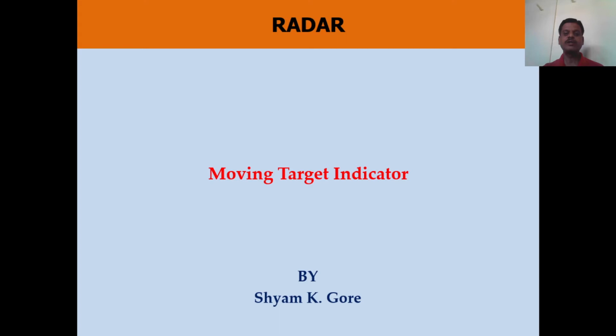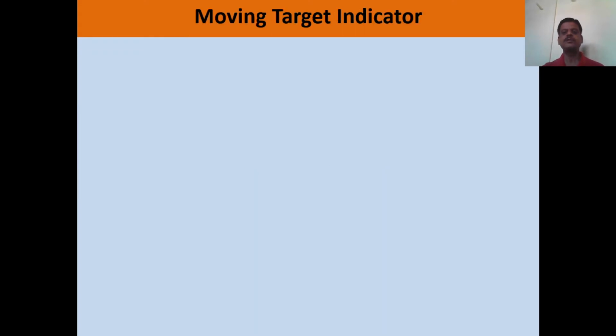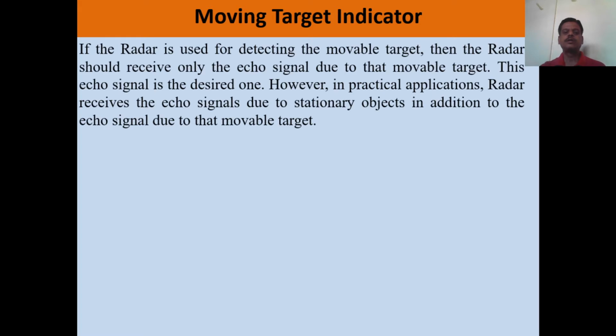Let us see the moving target indicator. If radar is used for detecting a movable target, meaning the target moves from one place to another place, such a target is known as a movable target. Then radar should receive only the echo signal coming from the movable target, and this echo signal is the only one desired.